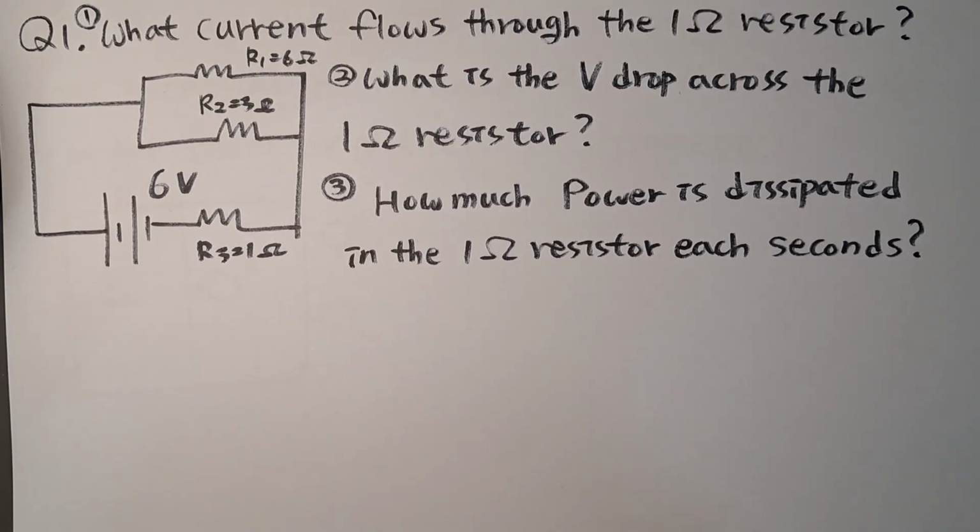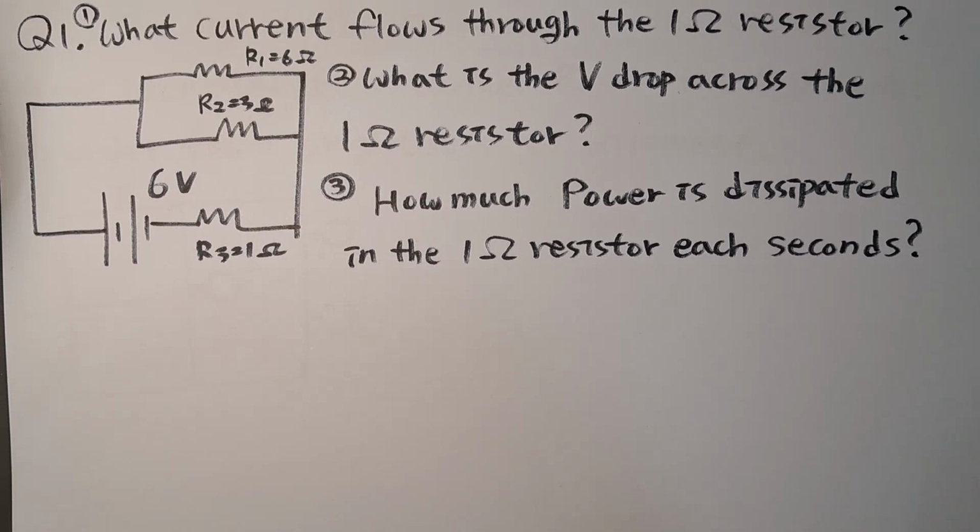What currents flow through the 1 ohm resistor? What's the voltage drop across the 1 ohm resistor? How much power is dissipated in the 1 ohm resistor each second?